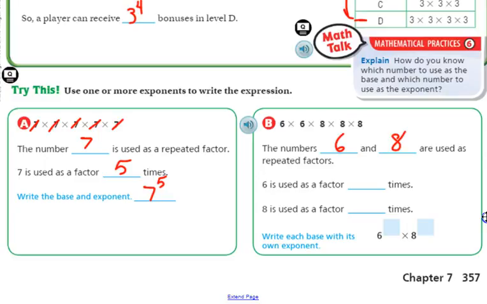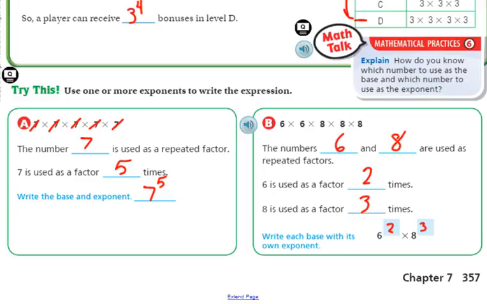6 is used as a factor 2 times, like 6 to the 2nd power, or 6 squared. 8 is used as a factor 3 times, 8 cubed, 8 to the 3rd power. So if we're going to write this as a simplified expression, again, simplifying the expression down to a smaller form, we're going to write this as 6 to the 2nd power times 8 to the 3rd power.